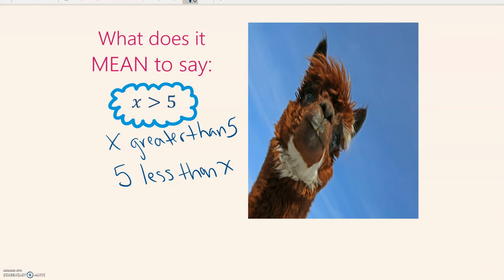x. I know you have learned this from alligators back in elementary school, right? The alligator teeth eats the bigger number. That's fine if that's how you remember it. But now that we are in 8th grade, I like to think of it as an arrow. And the arrow tip is always going to point to the thing that is smaller or less than.